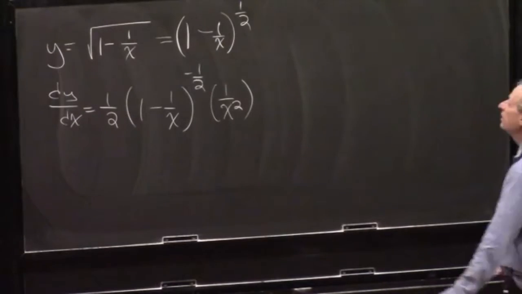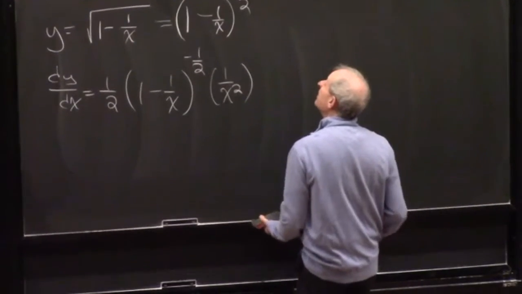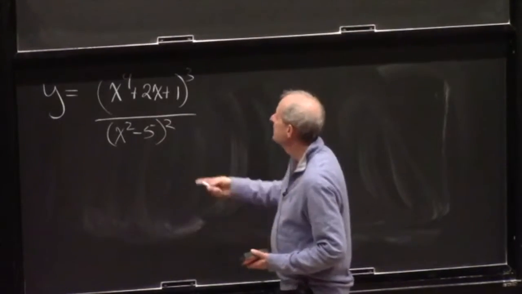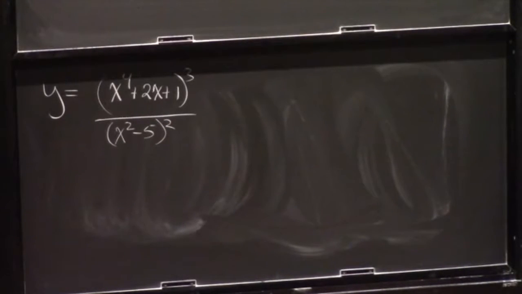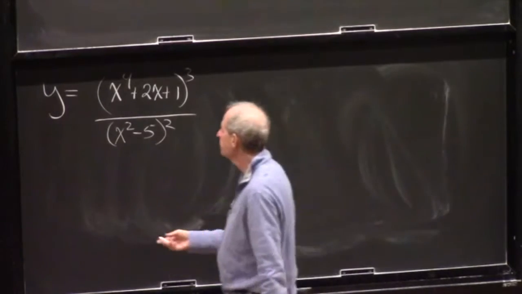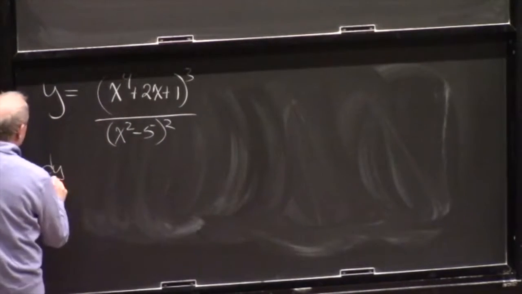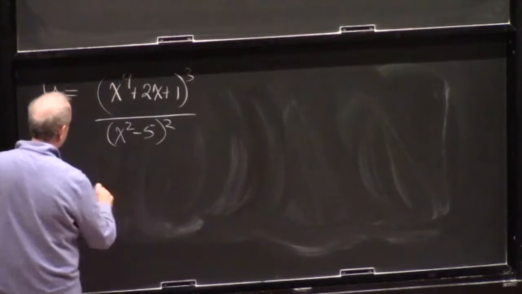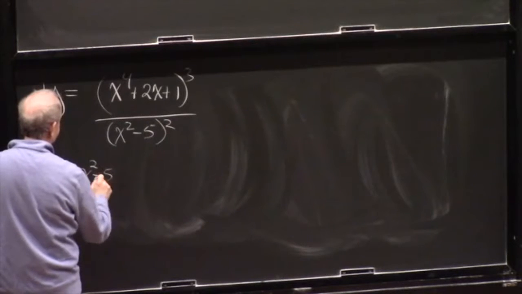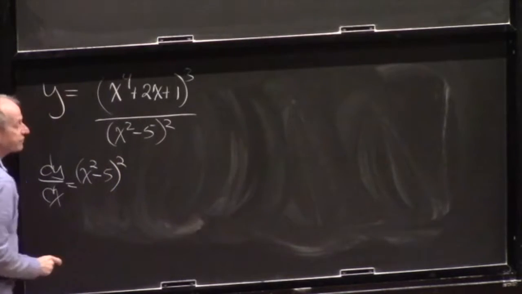Okay, one more. So this is quotient rule again, and inside the quotient rule you have to do chain rule. So this is a messy one. Lots of stuff to write. Okay, and there's a long fraction bar. Bottom function times the derivative of the top.